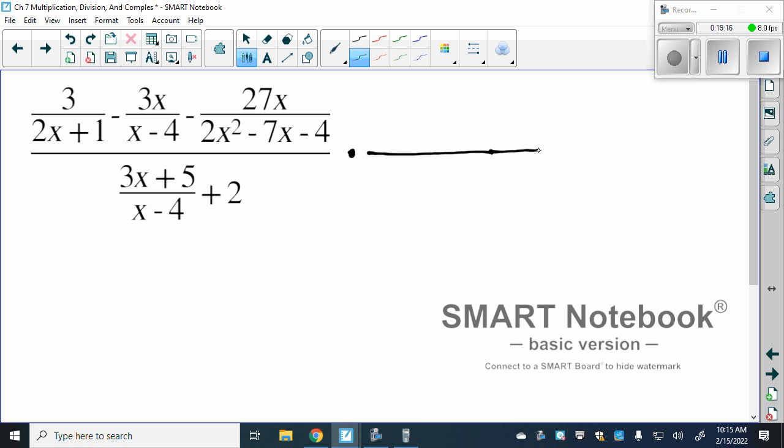So, what are our denominators for this here on top and bottom? Well, we have 2x minus 1 and 2x minus 1, as well as x minus 4 and x minus 4. Yes, 2x plus 1.